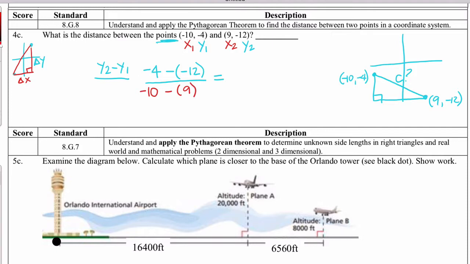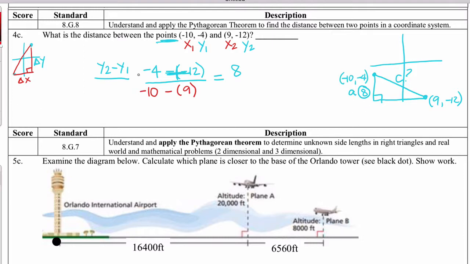So how far apart are these points? I could just figure it out by doing this math problem, but we're also going to think about it in just a second. Negative 4 minus negative 12, minus negative becomes plus. Negative 4 plus 12 is 8. Let's check that. Negative 4, I'm already below 0. I'm going to go down to negative 12. So negative 4, negative 5, negative 6, negative 7, negative 8, negative 9, negative 10, negative 11, negative 12. I moved down 8 spaces. So 8 is the side length of that right triangle.